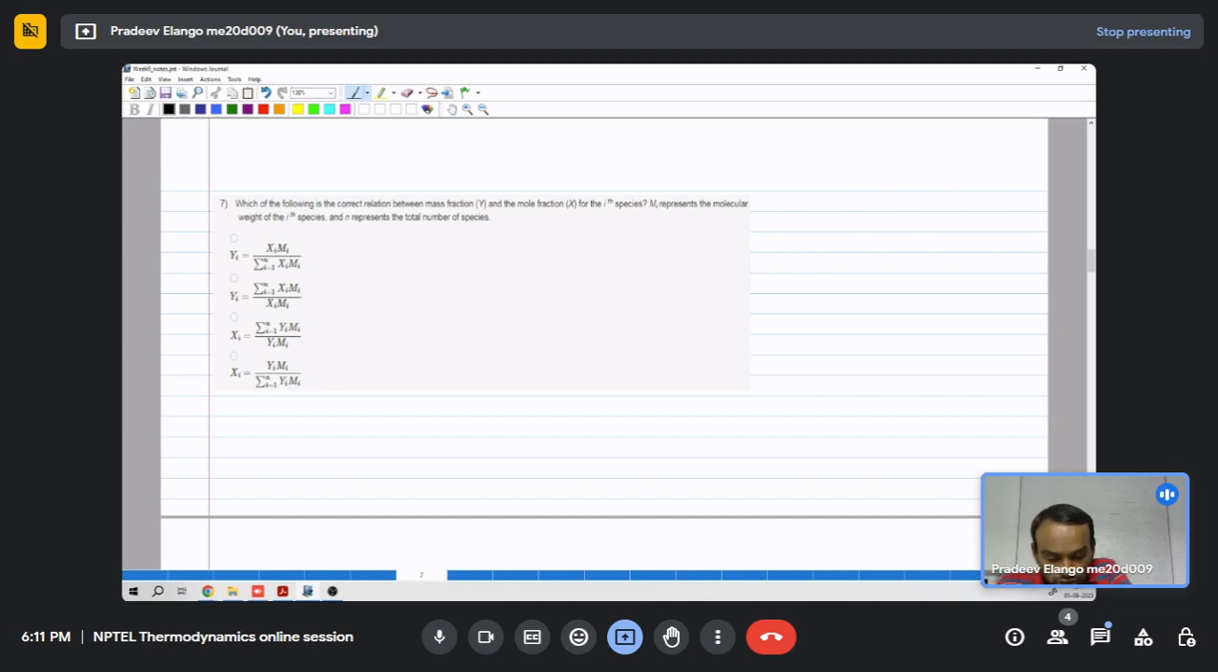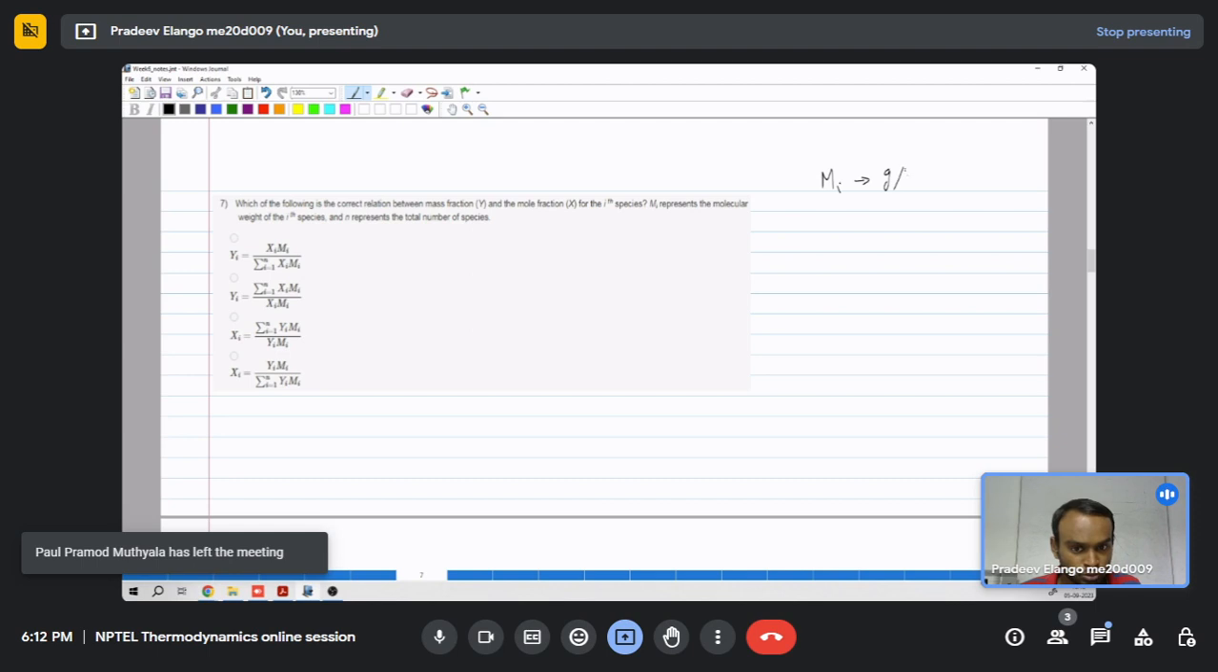Okay. Now, which of the following is the correct relationship between mass fraction Y and mole fraction X for the ith species? Mi represents the molecular weight of the ith species and n represents the total number of species. Now we know molecular weight Mi is expressed in terms of gram per mole. And we have mass fraction and mole fraction, right?